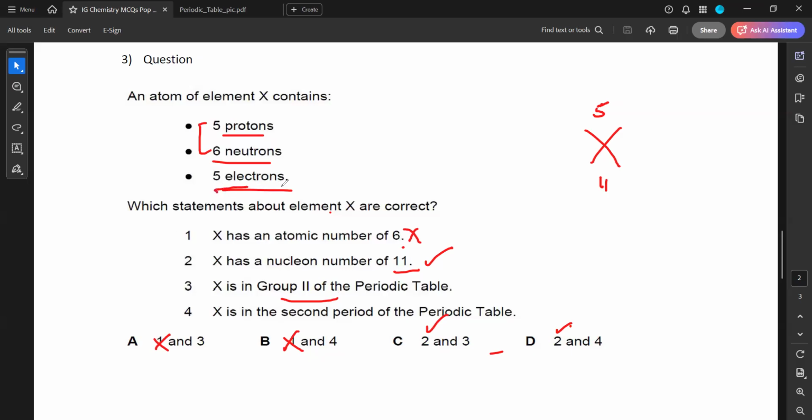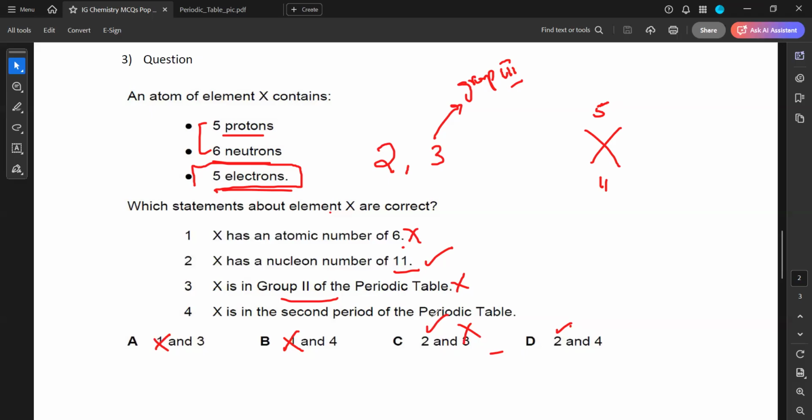Electronic configuration for an atom, you use electrons. So if I have 5 electrons, the first shell will have 2 and the second shell will have 3. The number of electrons in the last shell gives us the group number. So it belongs to group 3. It does not belong to group 2. So statement 3 is incorrect.